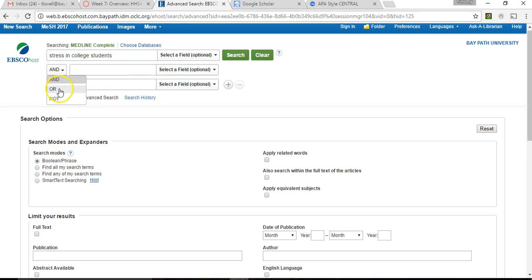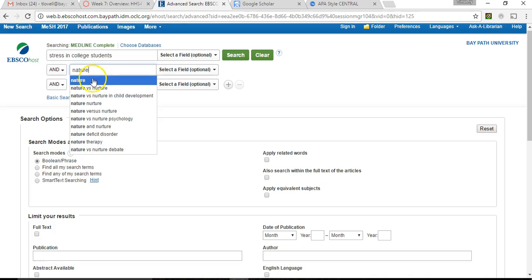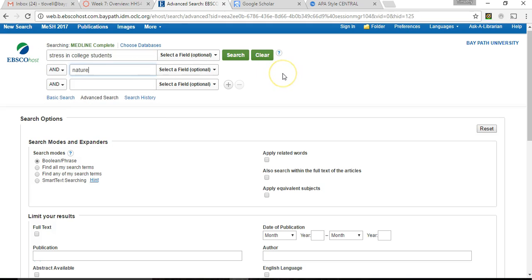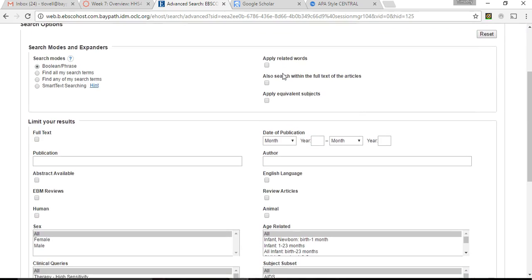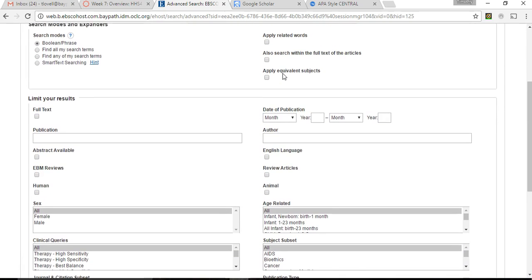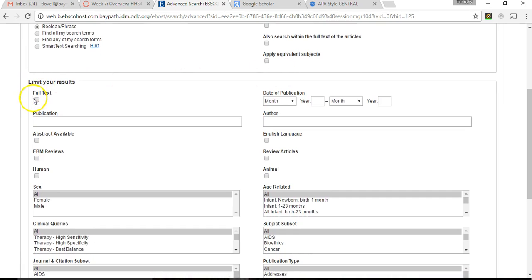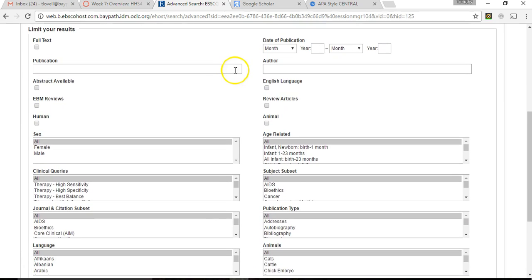You can do "or" or "not." That was talked about in a couple of last week's presentations. I'm going to keep it with "and." And I'm going to say stress and college students. The other thing I'm going to do is scroll down here. I won't do full text yet. I'll wait to see how many pop up. We'll definitely make it English.